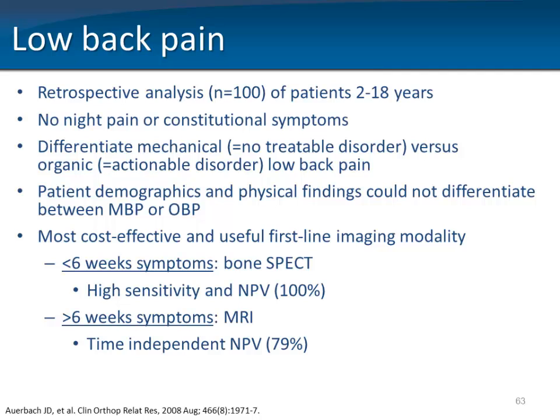And neither demographics nor physical findings could differentiate between mechanical or organic back pain. They did a combined cost efficiency analysis, and the results briefly are that when pain is rather acute, so less than 6 weeks, bone SPECT did better compared to MRI. And if pain was persisting for more than 6 weeks, then MRI was said to be the better choice. Now, two remarks: this should not surprise us, because it takes time before something becomes visible on anatomical imaging, so I'm not surprised that you need 6 weeks before MRI becomes useful. Second remark, this was SPECT only, so no SPECT-CT.